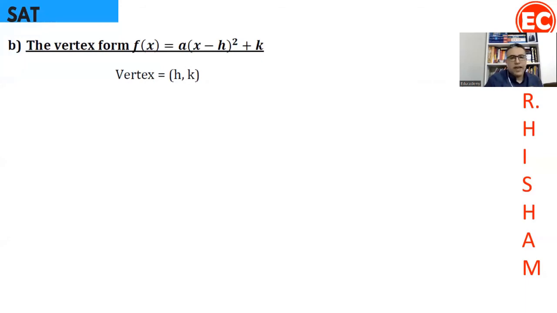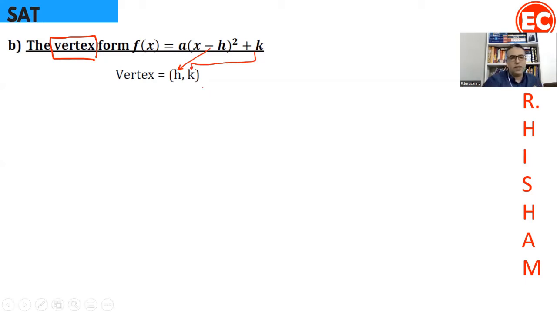Now, let's go to the second form of the quadratic equation, and we called it vertex form. Vertex form is the function a(x minus h) squared plus k, where the vertex is directly the number beside x in the bracket and the number outside, which is k. So directly I have the vertex.